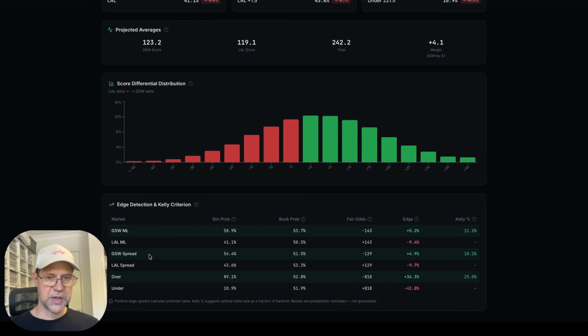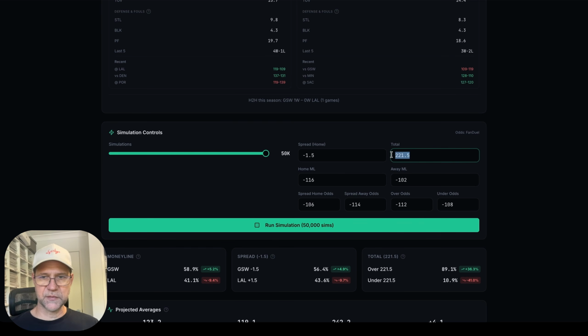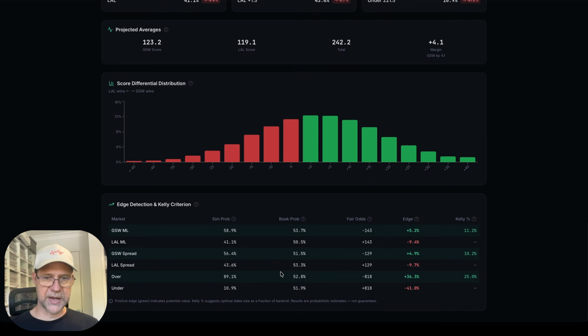The Warriors spread, you've got here 56% simulation probability. The book probability is 51.5%. Fair odds minus 129. So you basically have a 4.9% edge with that one. Your big one here is the over under, and the model is saying it's going to go over the total of 221 and a half, 89% of the time. The books are saying 52% of the time. So obviously that's a huge edge right there.